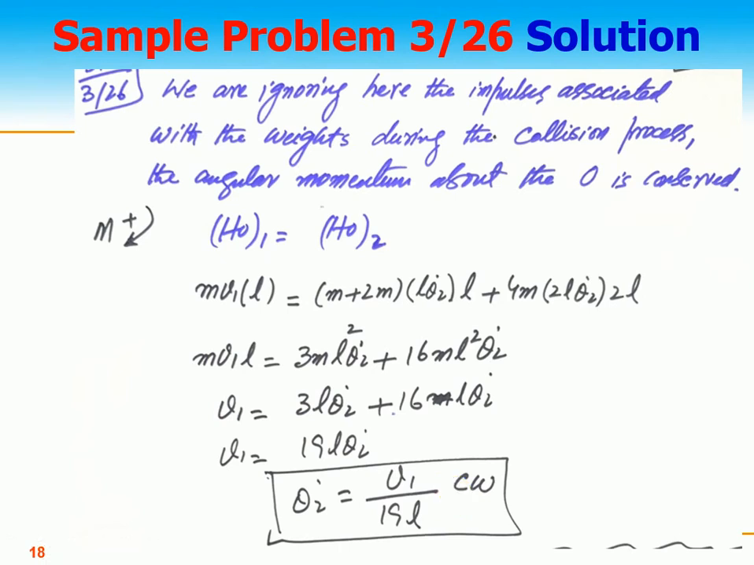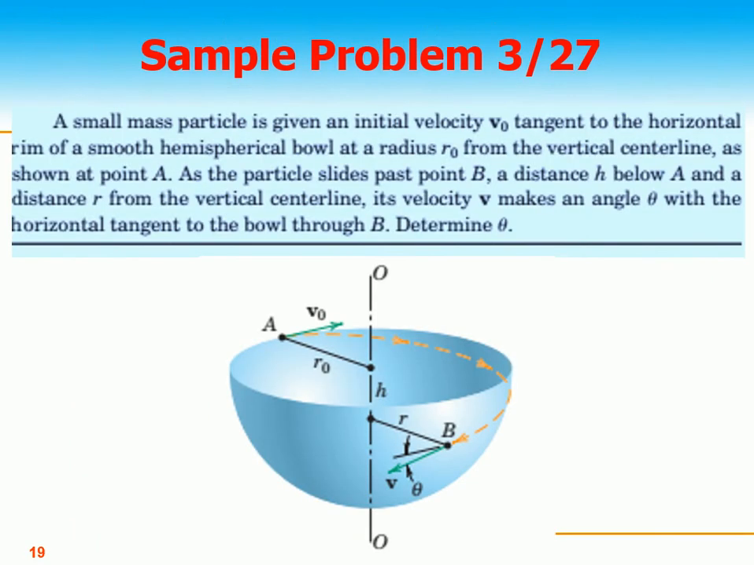If I know the initial velocity of the putty and the length, we can find the angular velocity, which is in radians per second. Let's move to sample problem 3-27.